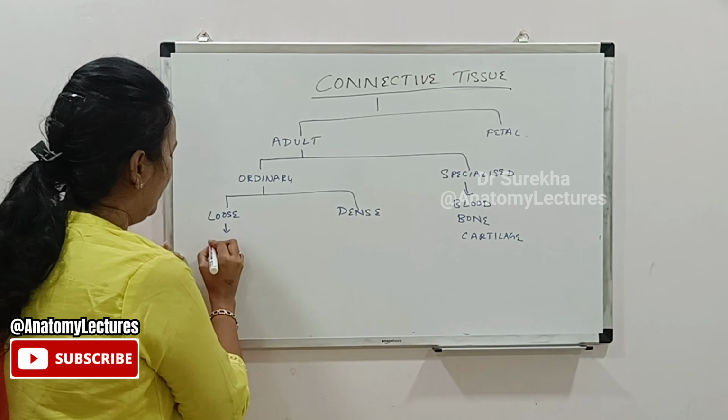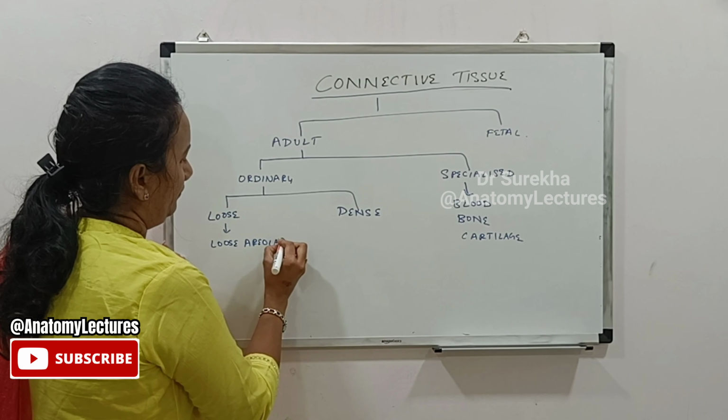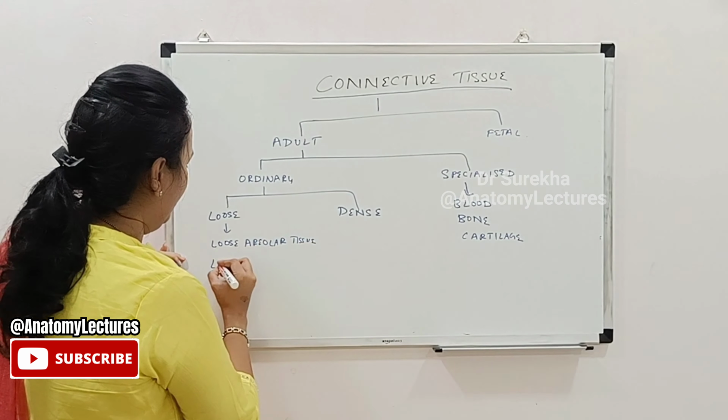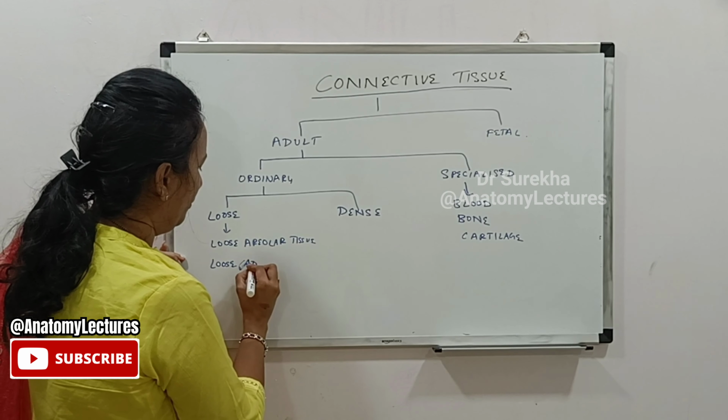In this loose connective tissue, you have got loose areolar tissue, which is present in the lungs, loose adipose tissue, which is present in the subcutaneous tissue and in the mammary gland, and loose reticular tissue. So reticular tissue, as I told you, is present in the framework of the liver, spleen, bone marrow and the lymph node.